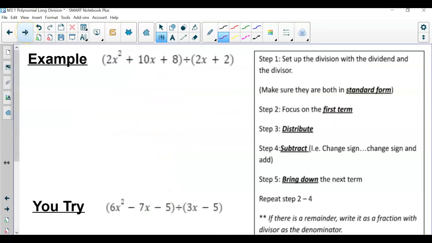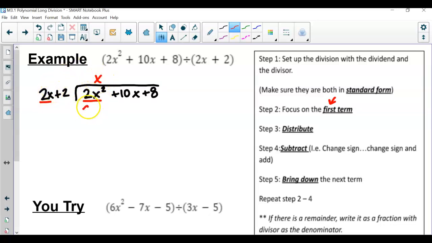So now let's do the example, but notice the only difference here is we have that coefficient, 2. So focus on the numbers first if you need to. So our divisor, 2x plus 2, and dividend, 2x squared plus 10x plus 8. So again, focus on just the first term. So 2x going into 2x squared. Well, 2 divided by 2 is 1, and 2 x's and 1x, I only need 1 more x.